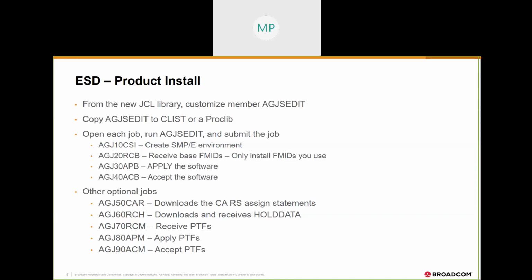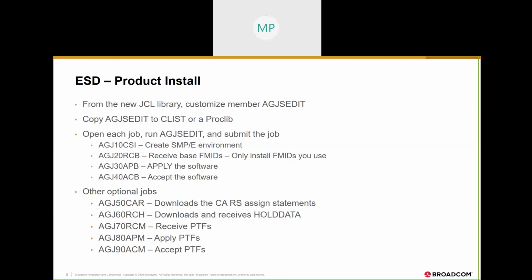AGJ30APB applies the software to the target zone, and AGJ40ACB accepts the software to the distribution zone. The other jobs are listed as optional, and that's because they apply to PTFs published after the creation of the PAX file. These steps aren't necessary, but we strongly encourage users to perform these steps to be up to date with maintenance. This also saves time performing several whole data steps that would have to be run if the PTFs are applied later.